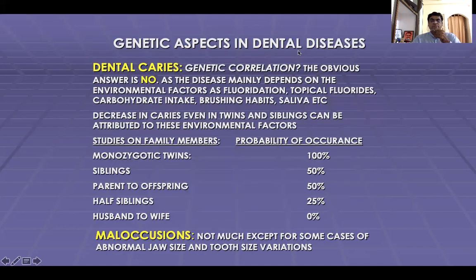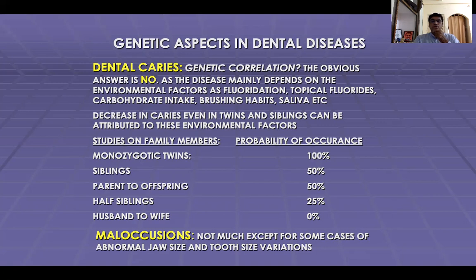Coming to the genetic aspects of dental diseases, dental caries: whether there is a genetic correlation, if a question arises, the obvious answer is no. As the disease mainly depends on environmental factors such as fluoridation, topical fluorides, carbohydrate intake, brushing habits, saliva habits, etc. And there will be similar food habits or brushing habits in the family. So it will have more of an environmental or local factors which will be influencing.